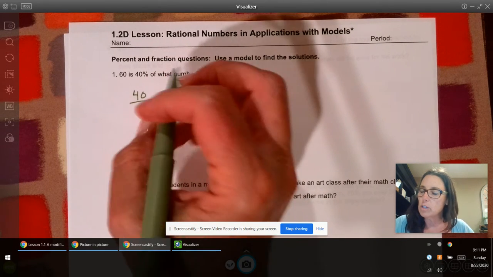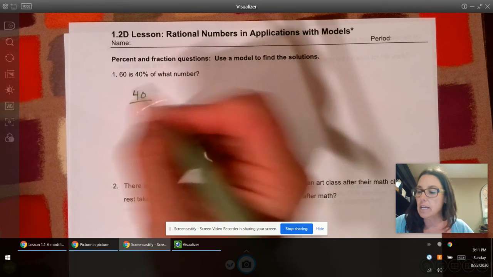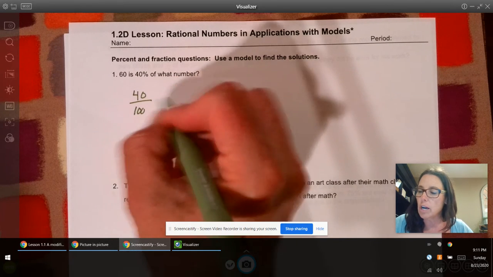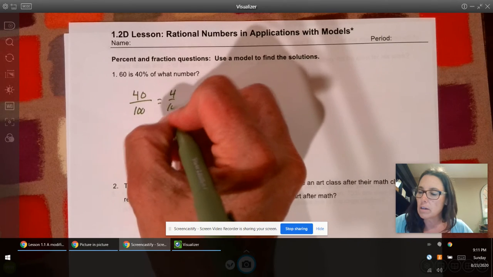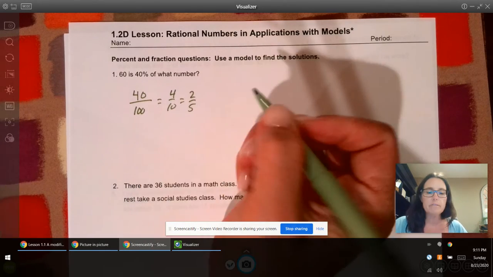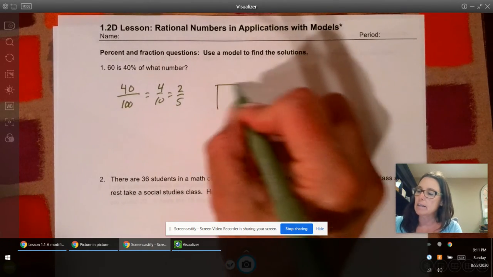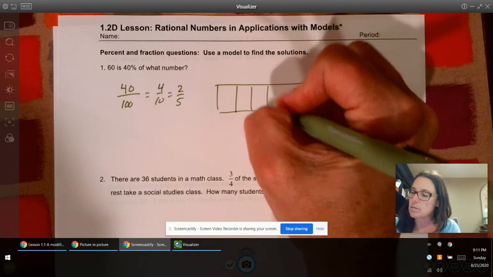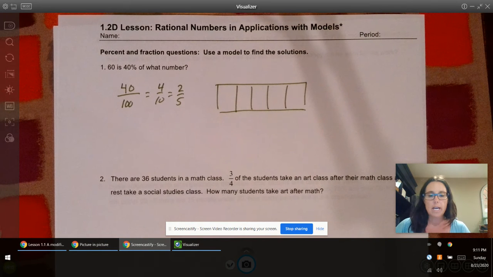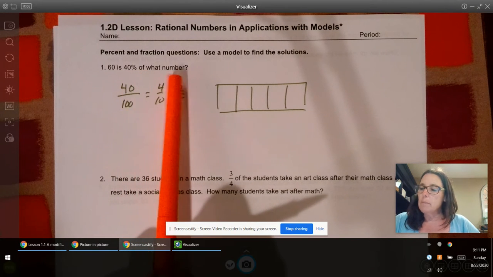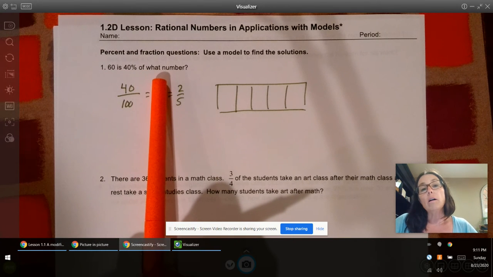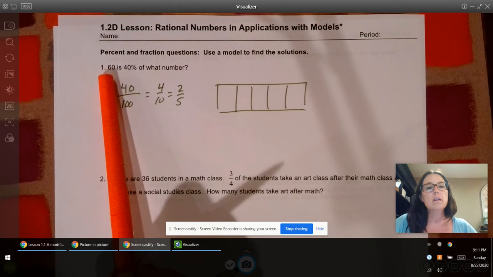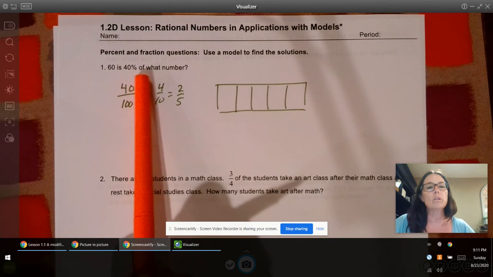So remember, when you're given 40%, any percent, you put it over 100. So 2 parts of 5 is what I'm looking at here. And again, try to make your boxes as close to equal as possible. 60 is 40% of what number? We are looking for the whole. This is the part, 60. This is the percent, and we're looking for the whole.